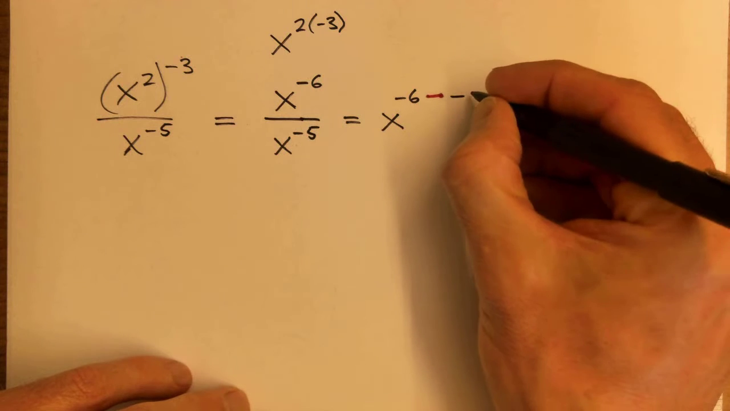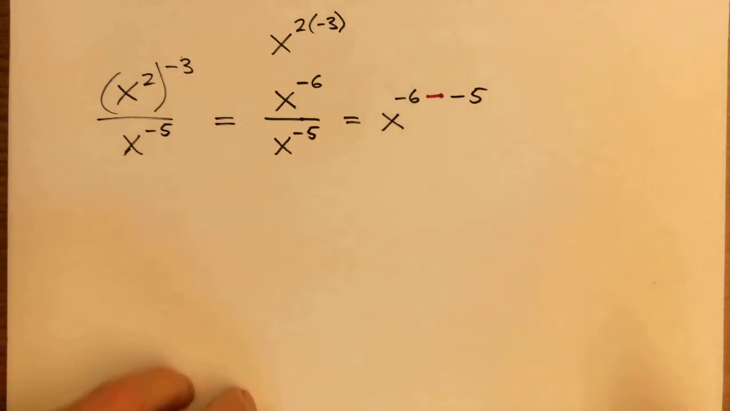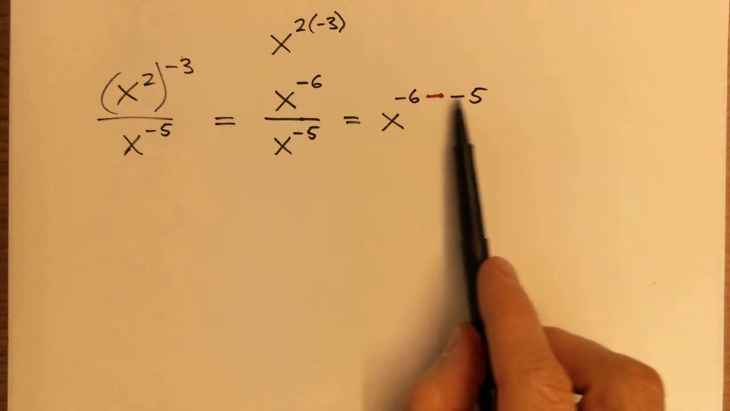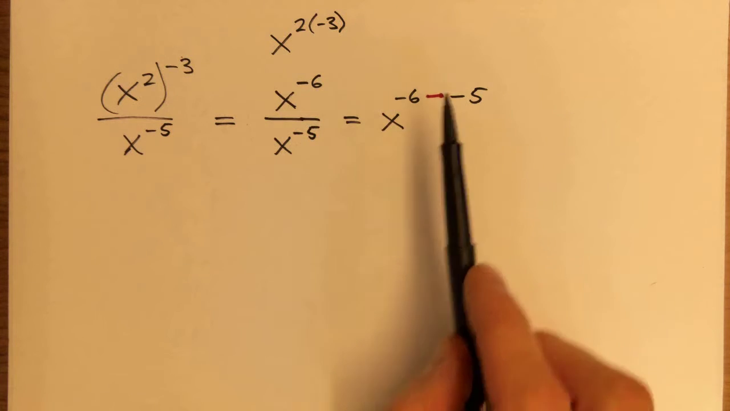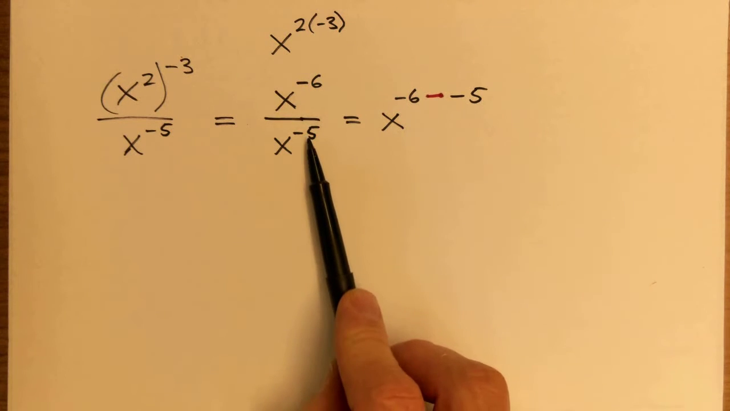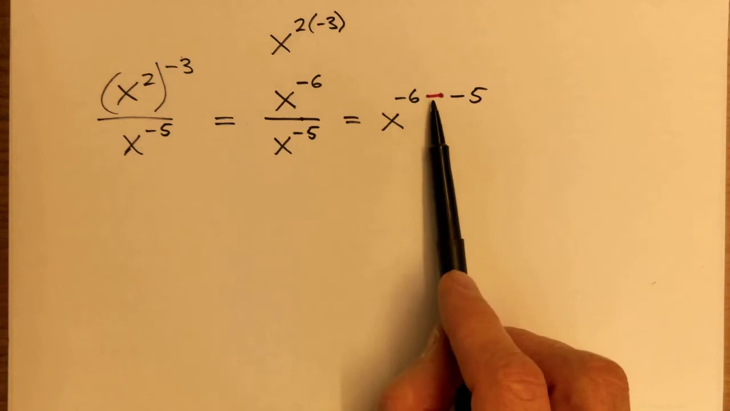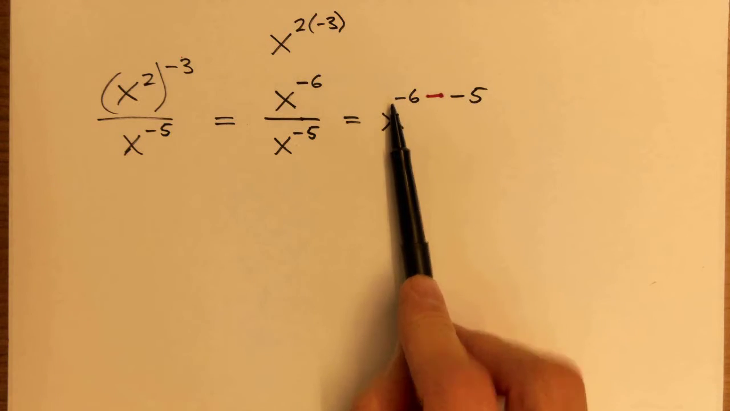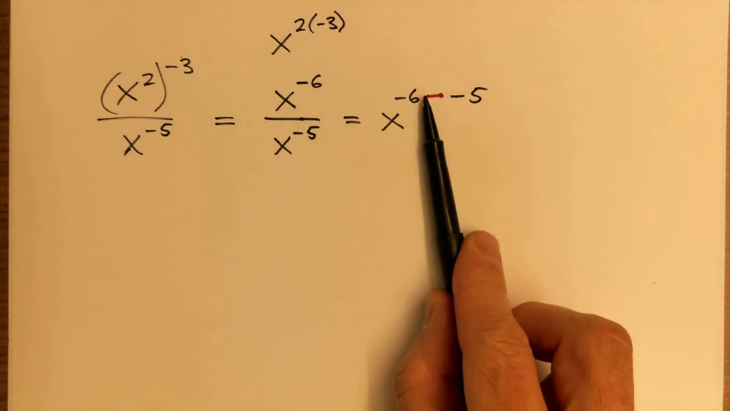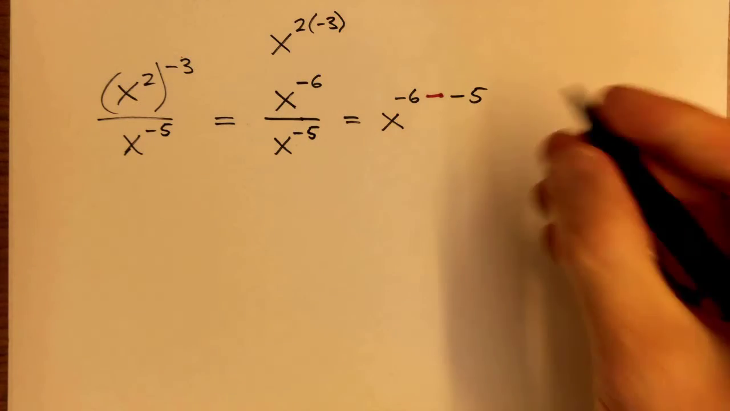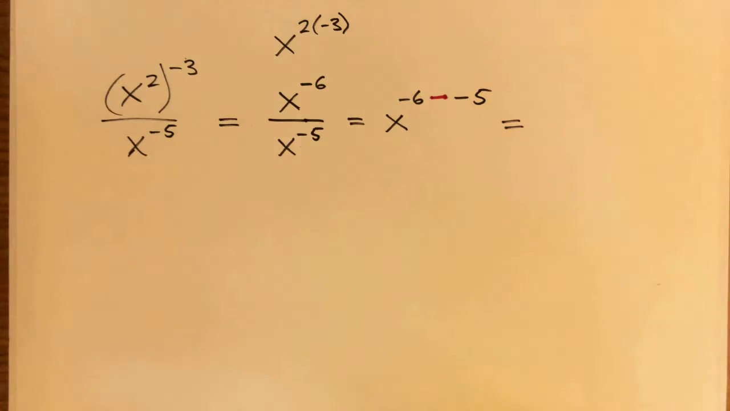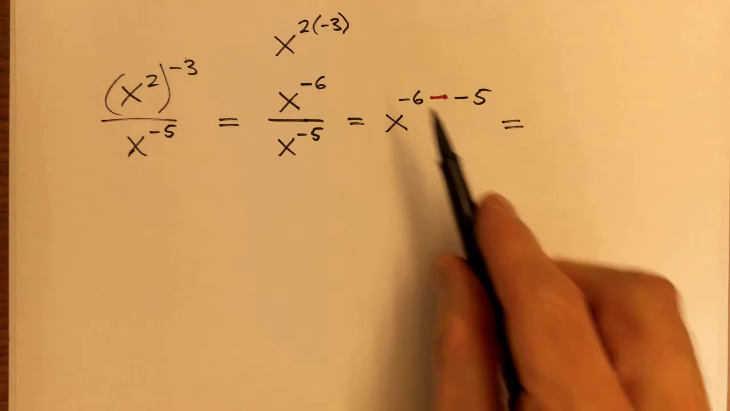is negative 5. Now the common error here is to just put one negative in here, but that wouldn't be correct because this is a number. This is the number negative 5. And you're subtracting it from negative 6, right? So it's negative 6 minus negative 5, right? And then we simplify that. So take your time.